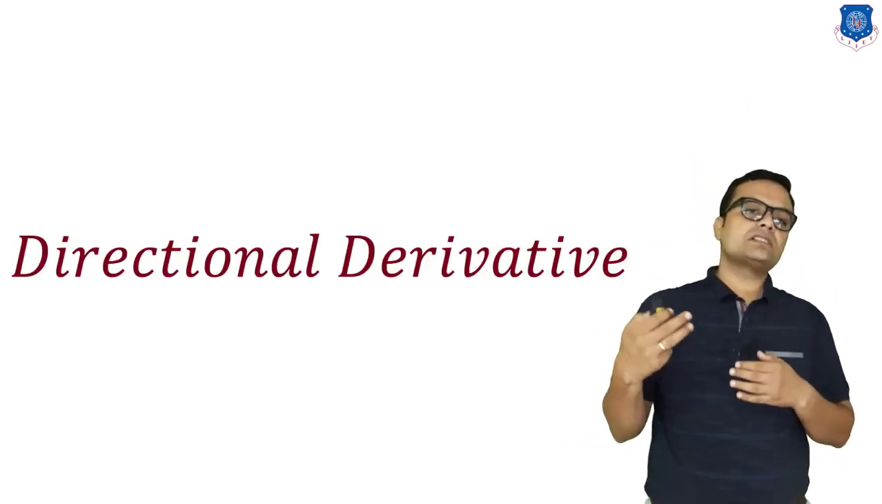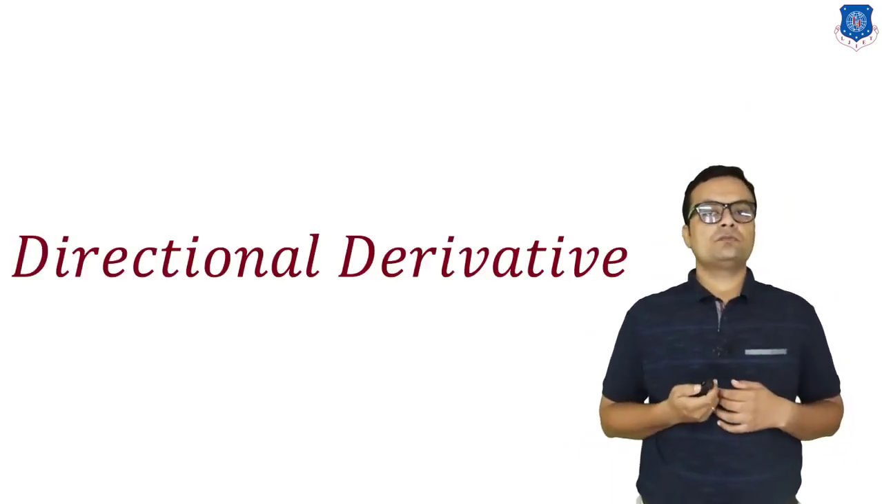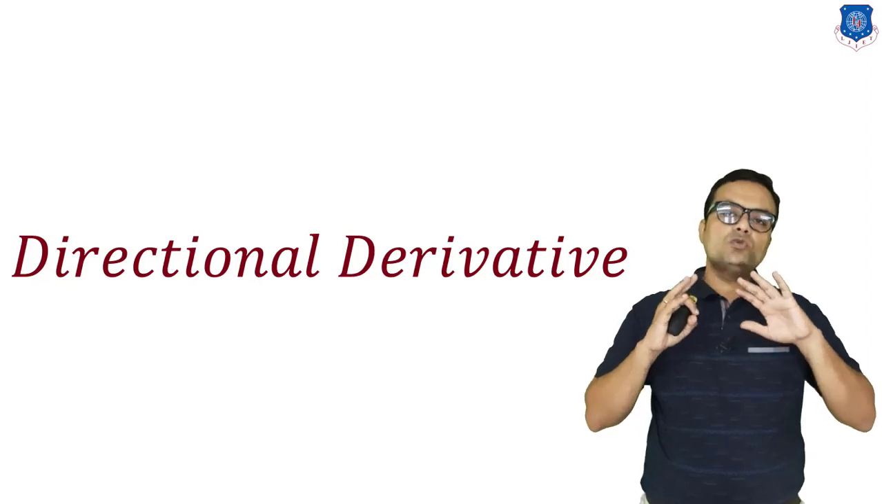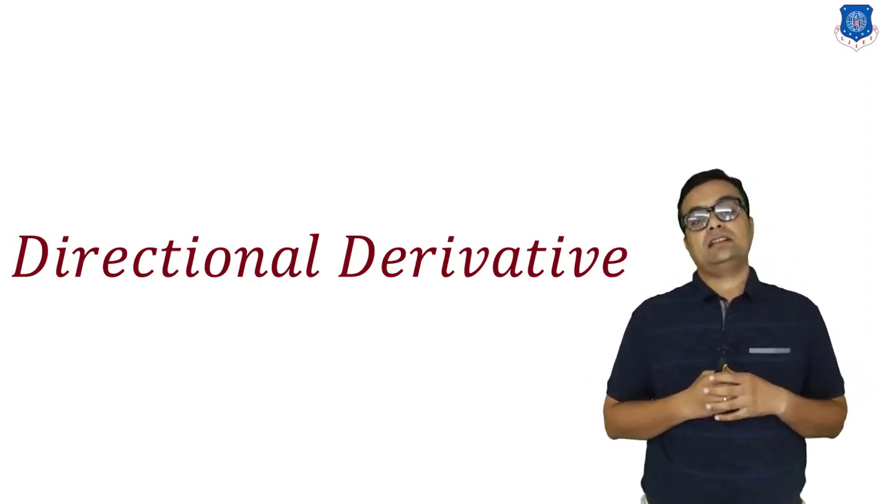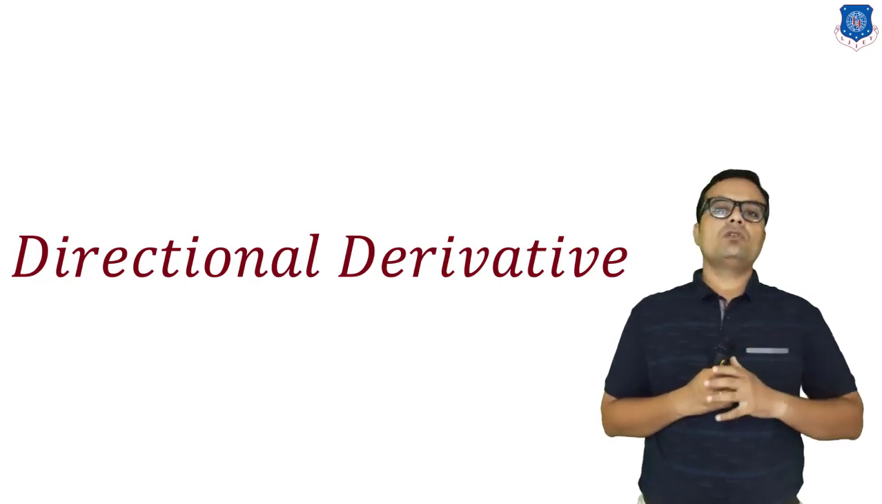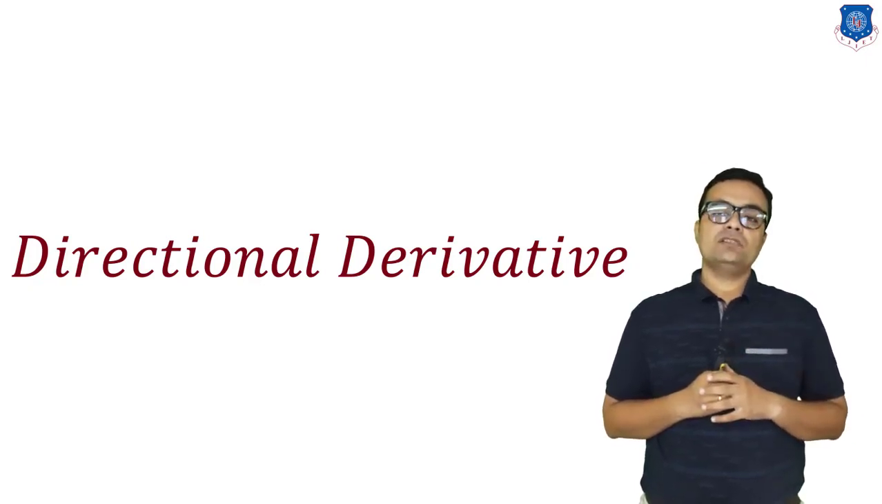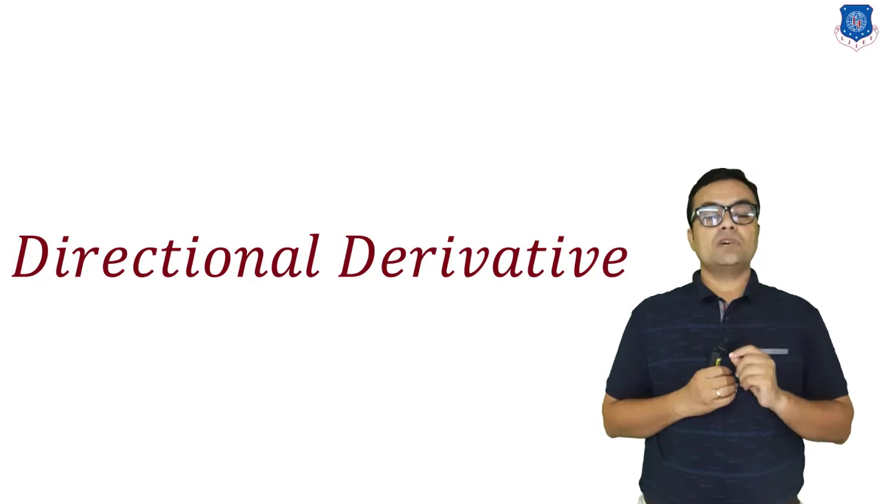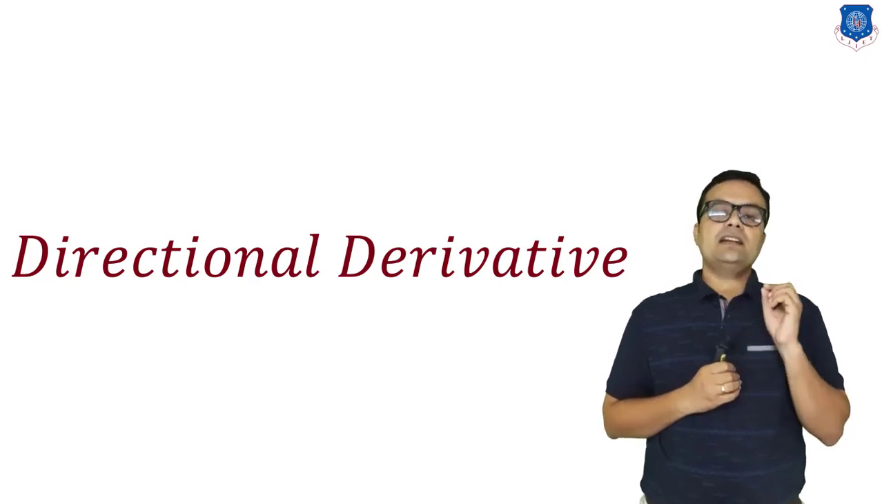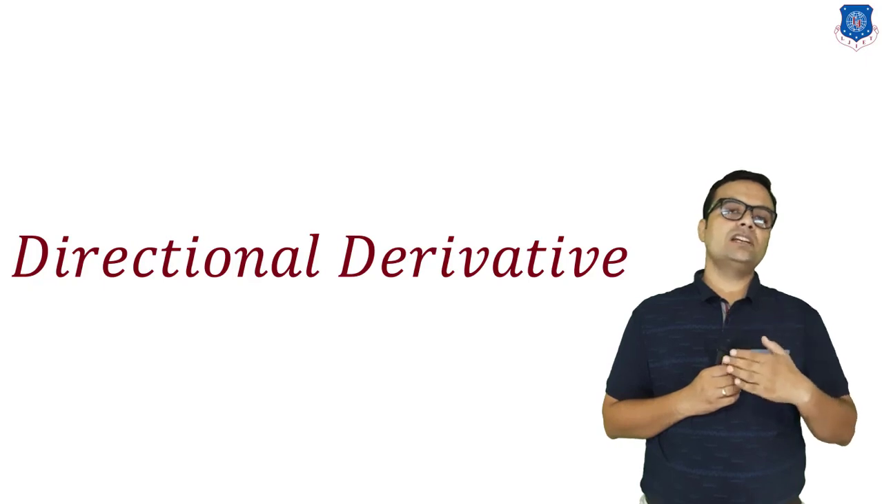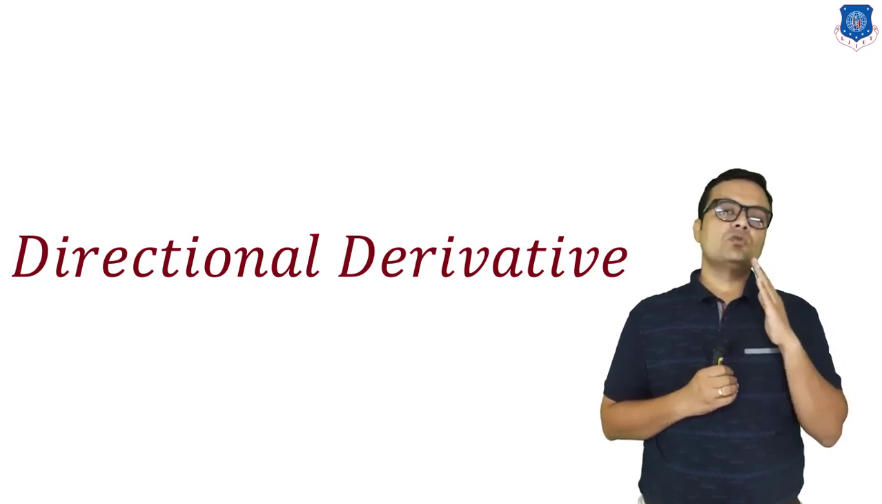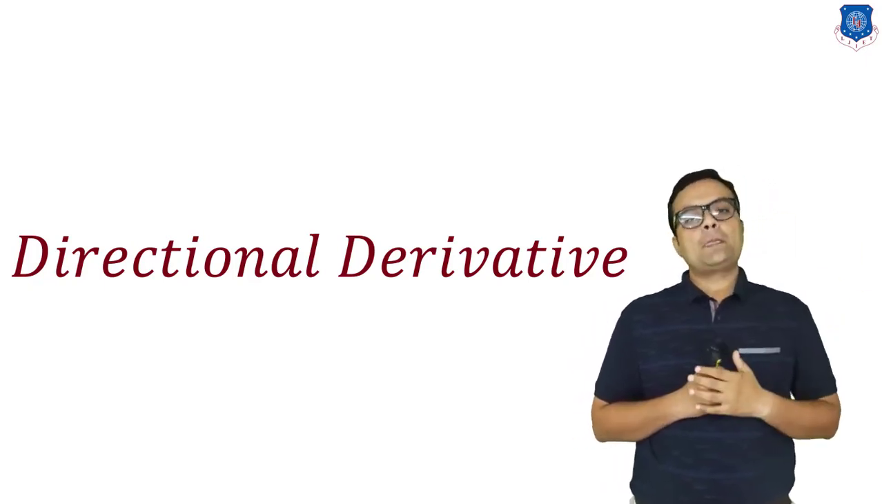Now let us move to the second part, which is directional derivative. We consider this whole concept of directional derivative like this. We already know how to find partial derivative for a function of order 1, but the restriction is that in del f by del x we are moving parallel to the x-axis only, and in del f by del y we are moving parallel to the y-axis only.